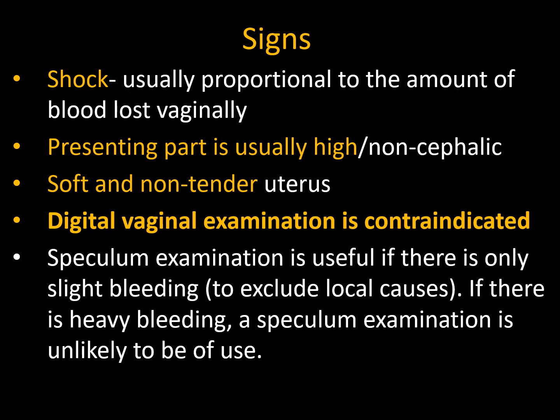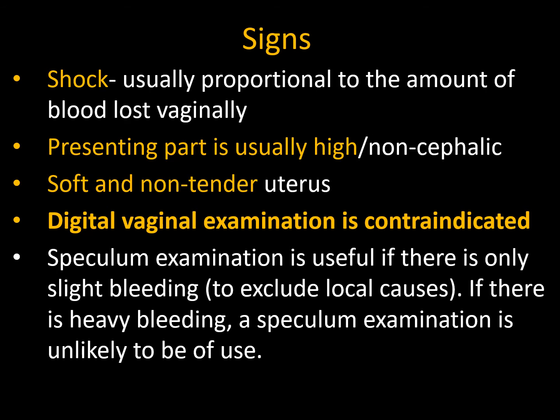On examination, again, general look of the patient, body mass index, vital signs, and the patient usually looks in good condition depending on the amount of bleeding. She could be shocked if she's bleeding heavily. The presenting part is usually high, or it could be non-cephalic. It could be a non-longitudinal lie. The uterus will be soft, compared to a tender uterus with abruption.